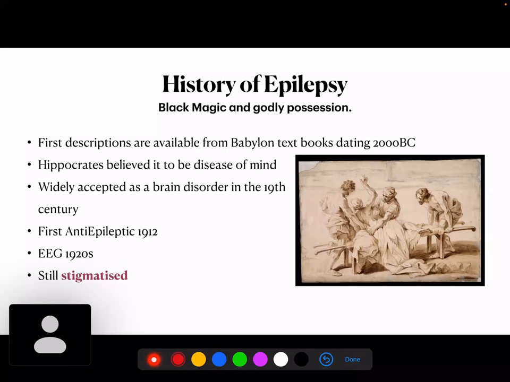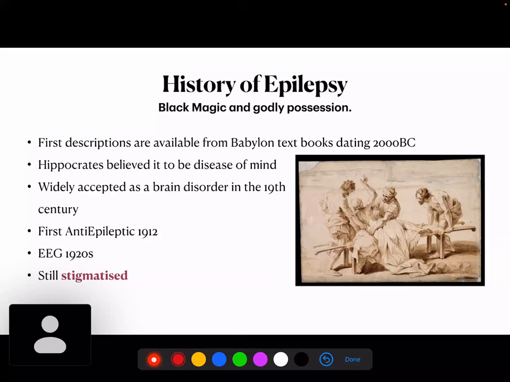The first anti-epileptic, phenytoin, was made in 1912. EEG came into the fray in the 1920s. And a funny thing, and I'm sure you will like this, is that a psychiatrist by the name of Hans Berger in Germany invented the EEG, and he thought that by this EEG he could find out the thoughts of a brain, which was obviously, unfortunately, not correct. It was later used in epilepsy and sleep disorders and so many other disorders.